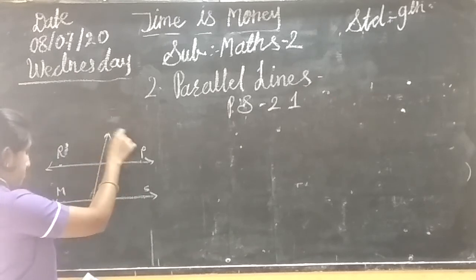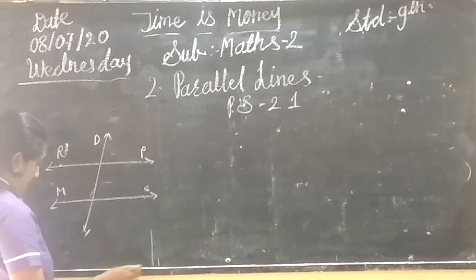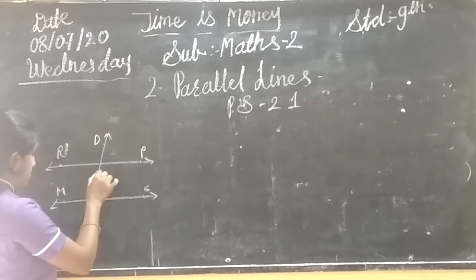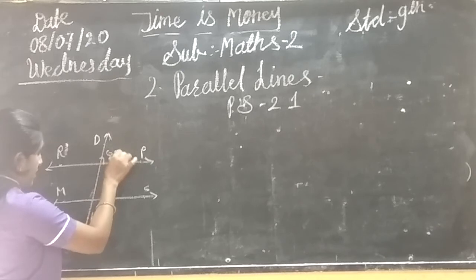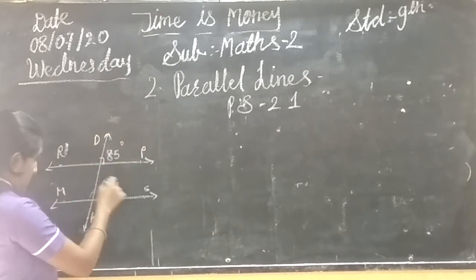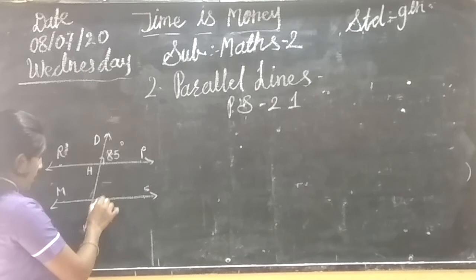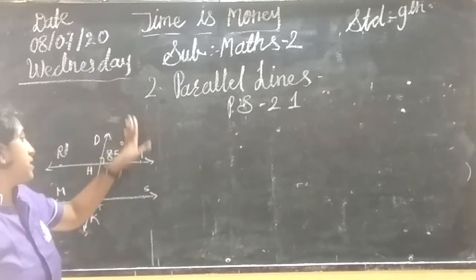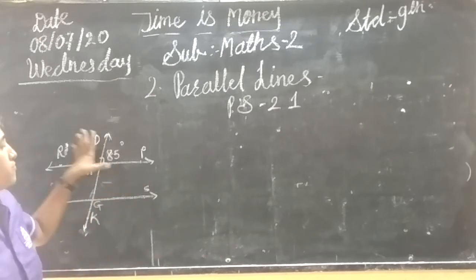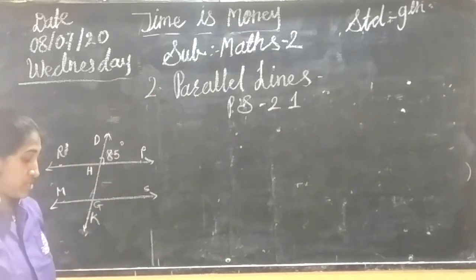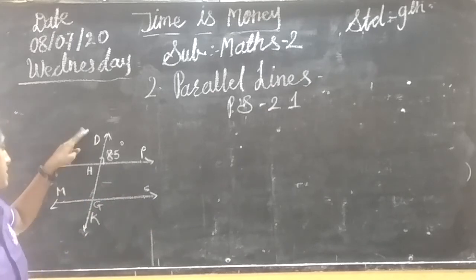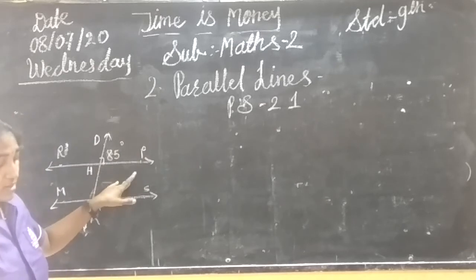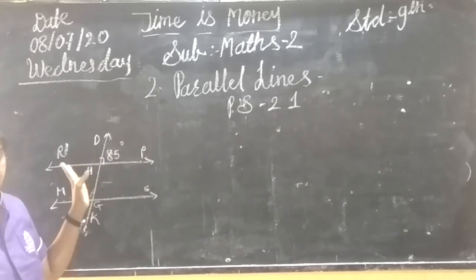For this, D and K, it is of 85 degree. The H and G. This is given in your textbook. Okay. What is our first question? This measurement is given, that is, the angle DHP is 85 degree. Then find the measures of the following angles.